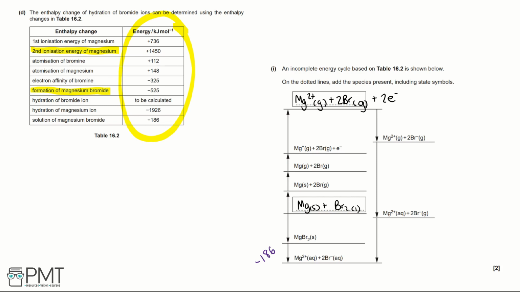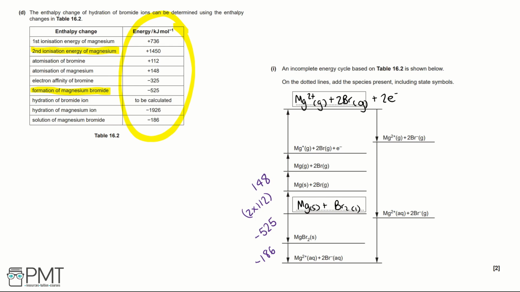Then if we move on to the arrow above, that's going to be minus 525, which is the formation of magnesium bromide, because you're going from its base states in order to form this magnesium bromide solid. Moving up, you get 2 times 112, and that is the atomization of bromine, but we've multiplied it by 2 because we've got 2 bromines that we're atomizing. Moving up again, we have 148. So this is the atomization of magnesium, because you're going from magnesium solid to magnesium gas.